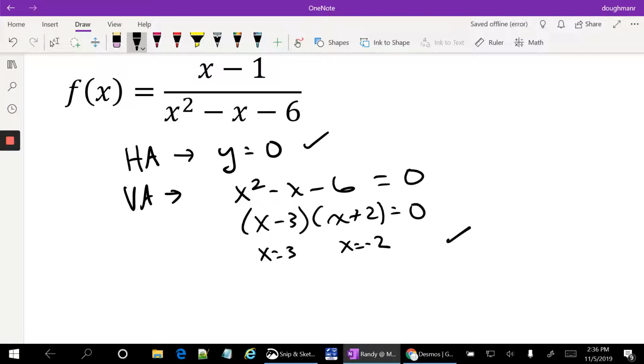Done. Next, you can find the zeros, and the zeros occur when the numerator equals 0. So x minus 1 equals 0, x equals 1. All right, so that's a zero. I guess we can put the point (1, 0).